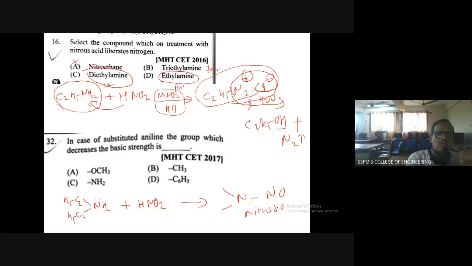And in case of a tertiary amine, what does tertiary mean? Triethyl means nitrogen is surrounded by three ethyl groups, C2H5, C2H5, C2H5 and a lone pair. No hydrogen is directly attached. That is a tertiary amine. So in this case, if we add HNO2 to this tertiary amine, in this case triethylamine, there is no reaction.